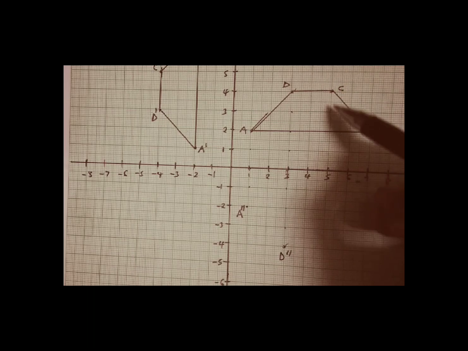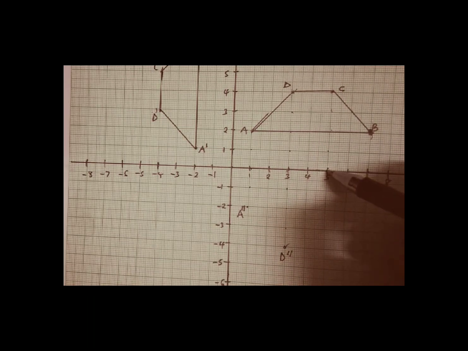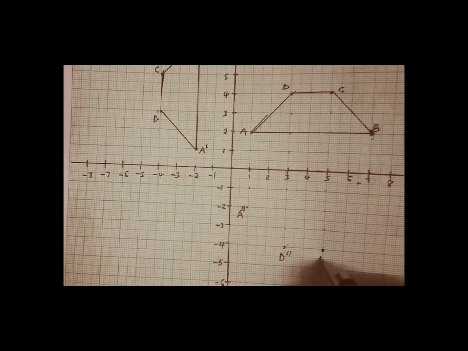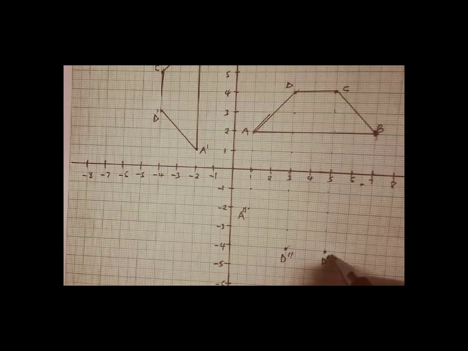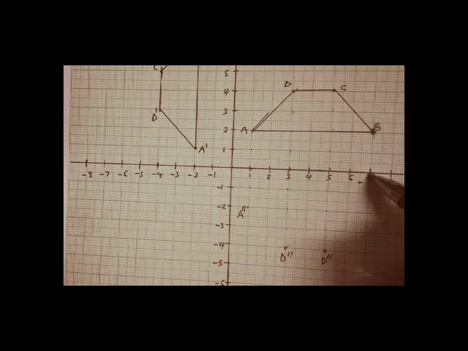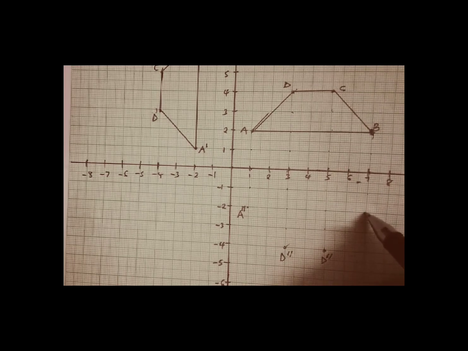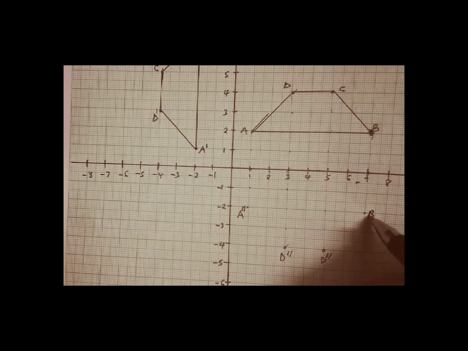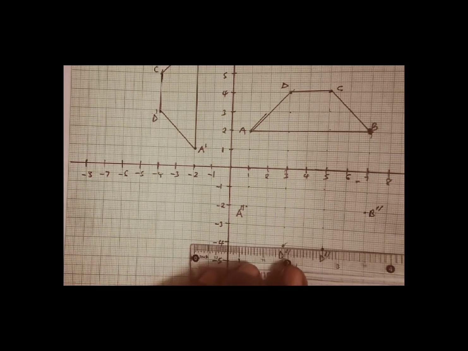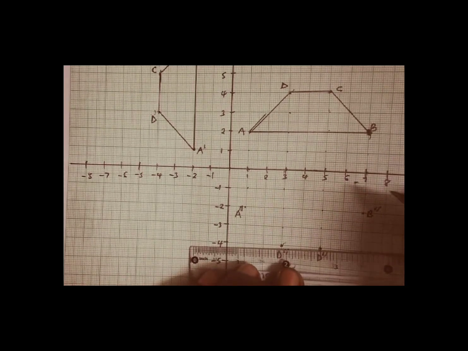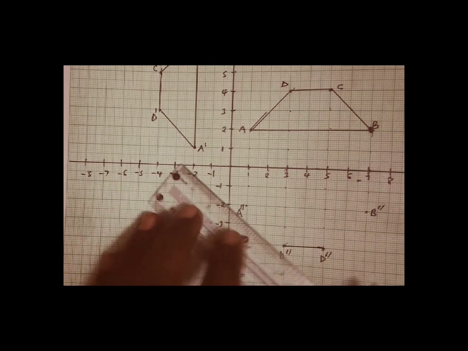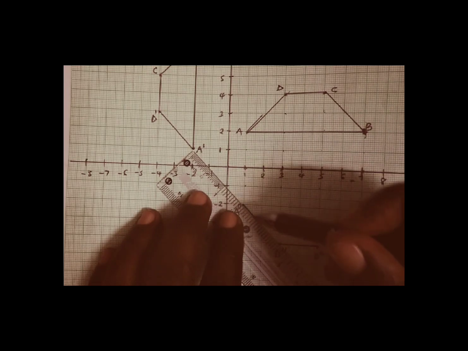Then C, 1 2 3 4, then 1 2 3 4. This is where we are going to have our C double prime. Then B, this is 1 2, then 1 2. This is where we are going to have our B double prime. Then from there now we join all these 4 points as follows.